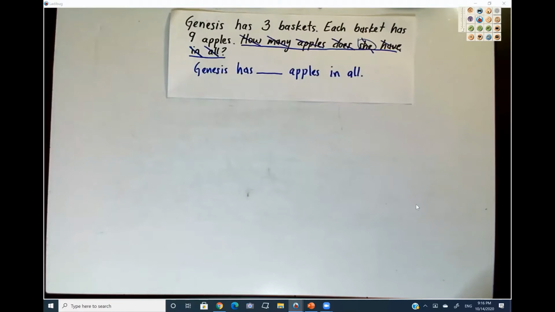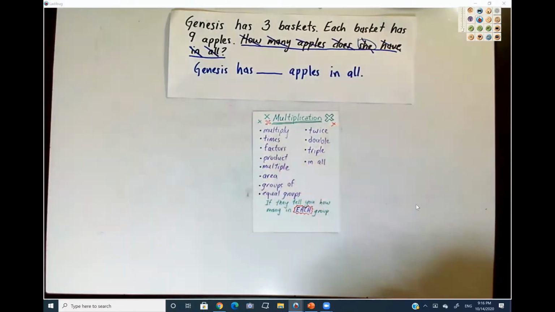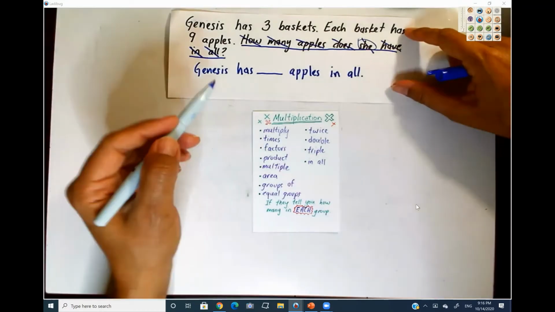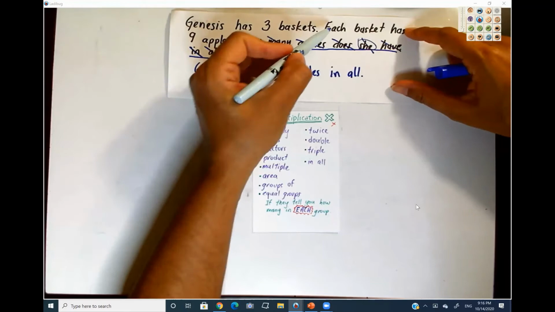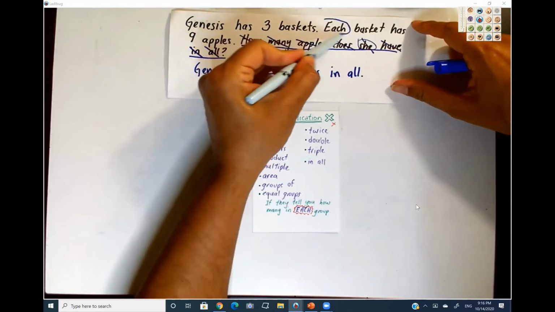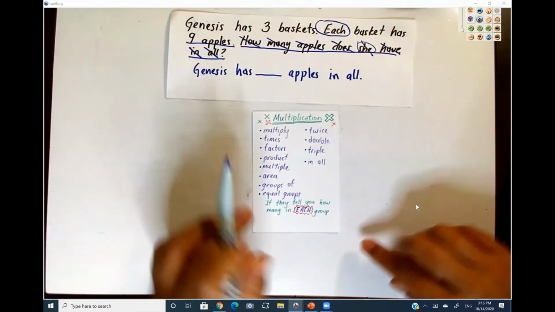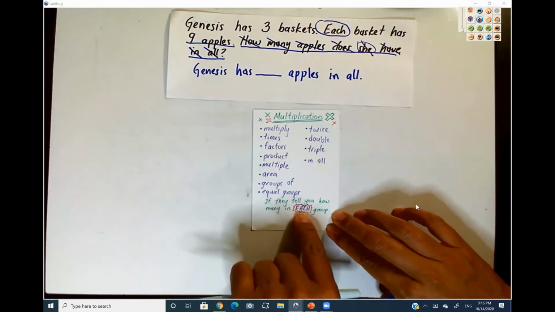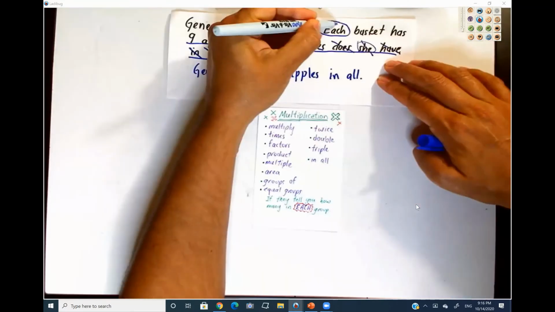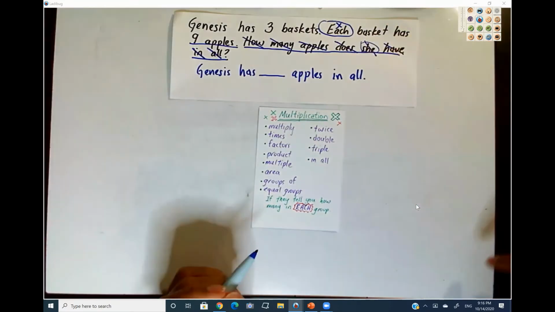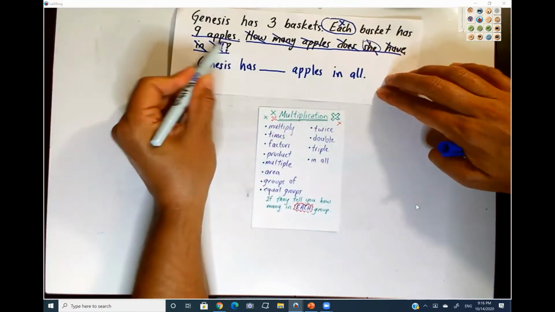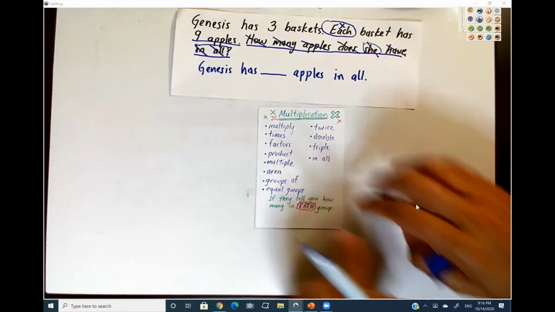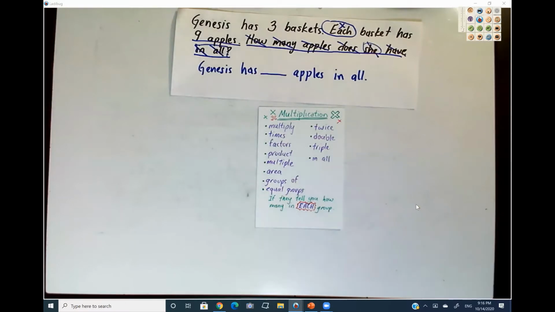Using the vocabulary we just learned, I'm going to find that this is a multiplication problem, and I know it because here it says that in each basket I have 9 apples. So this time they're telling me how many are in each group. Because they're telling me, I know this is multiplication. And the other word that I have here is in all. So that's two words that are telling me that this is a multiplication problem. So let's solve this problem together.